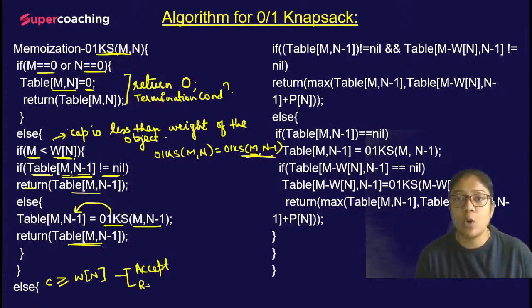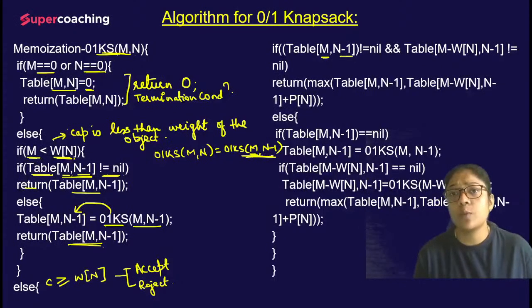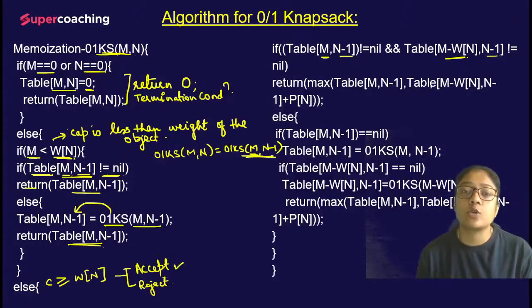Accept or reject the object. If rejecting the object, the capacity remains the same, and we consider the next object. The second condition is to accept the object, so we need to update the capacity to m minus wn and consider the next object.